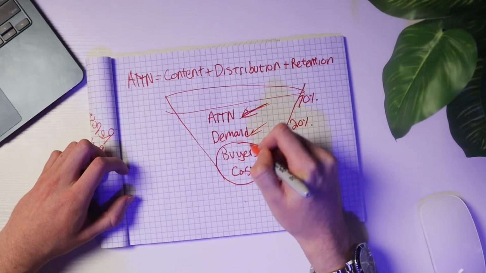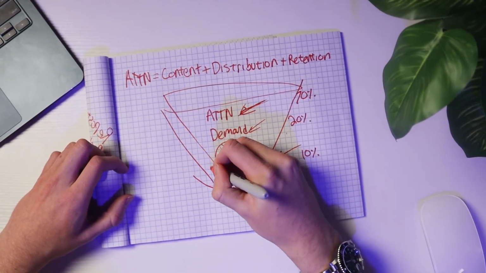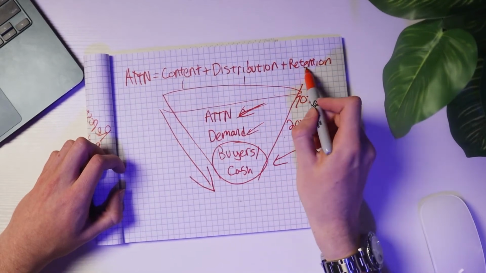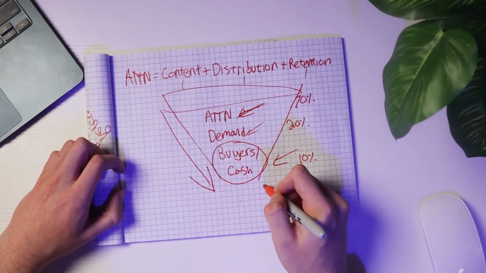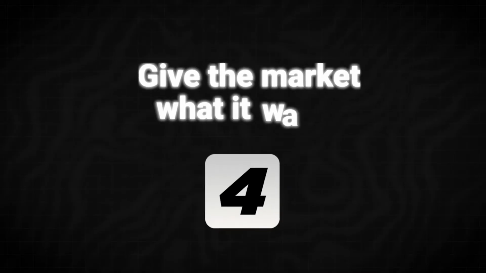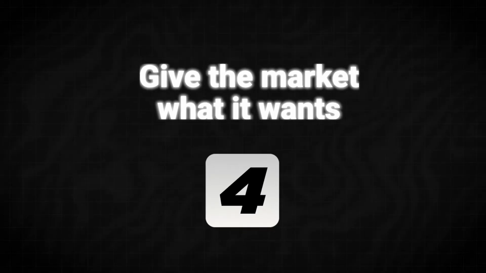Demand creates buyers, and people move and flow through this funnel in a way where people actually will buy. If we have these three things, we have content, distribution, and retention, we'll be able to create these things, which is buyers and cash, which is our goal. Now, a huge point here, and this is lesson number 4, is actually get what the market wants, right? So lesson 4 is going to be talking about offer.